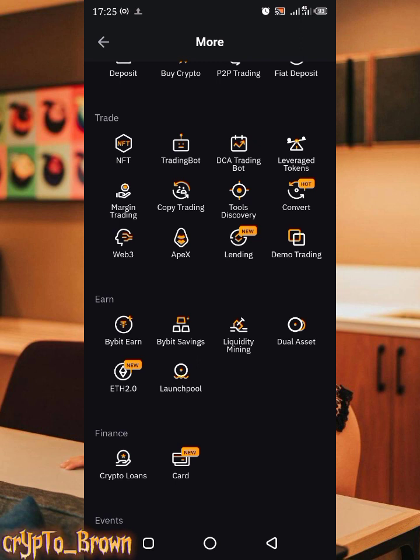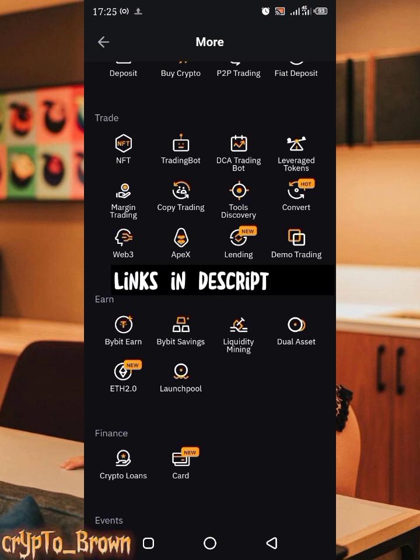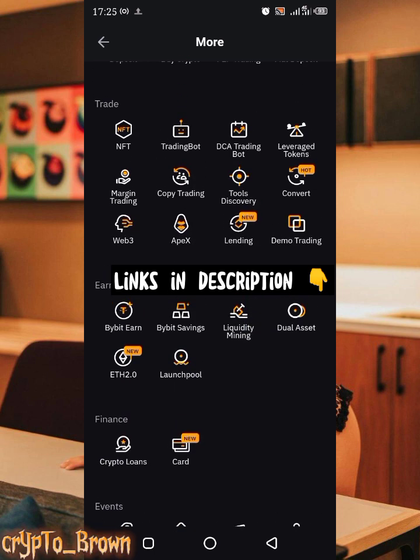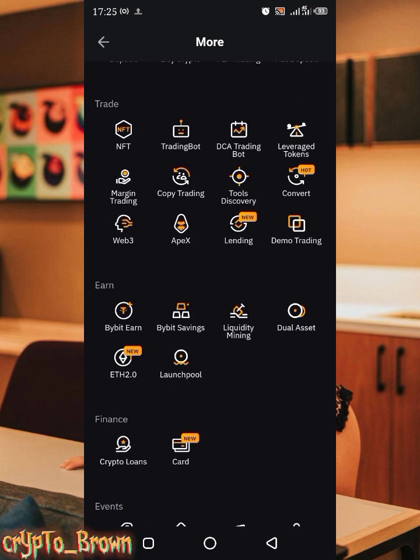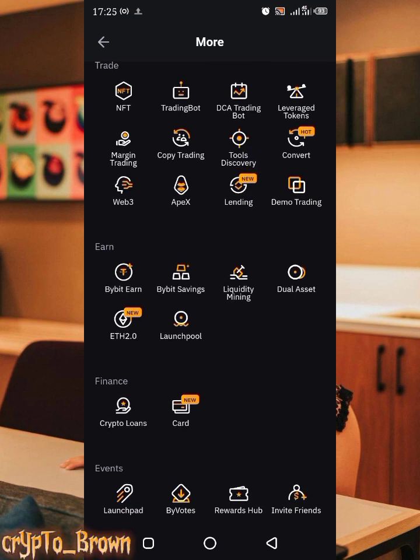If you do not know how to convert, I have lots of videos about how to convert cryptocurrency from one asset to the other, so just check the description below. You can see all the necessary videos that you need when you are new to cryptocurrency. You can see Web3, Apex, lending, and demo trading. With lending, you need some collateral before you can take a loan. It's more like taking a loan for your trading.